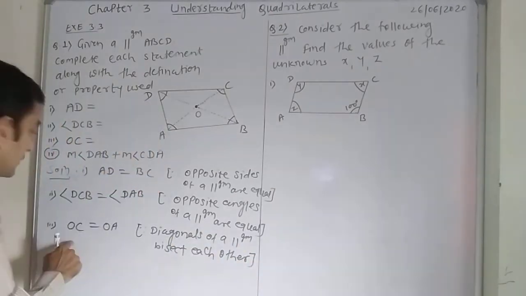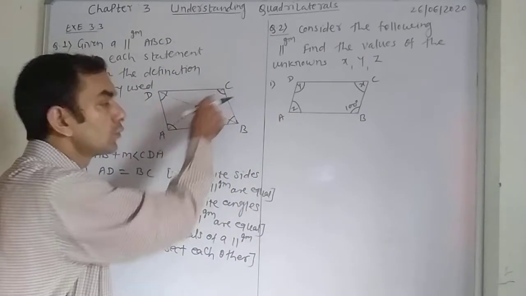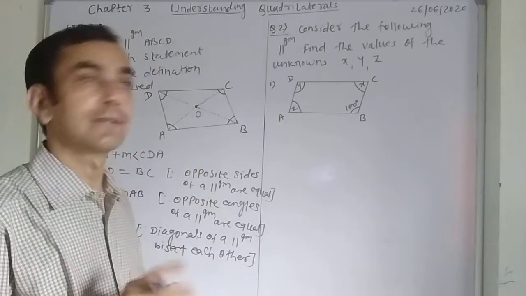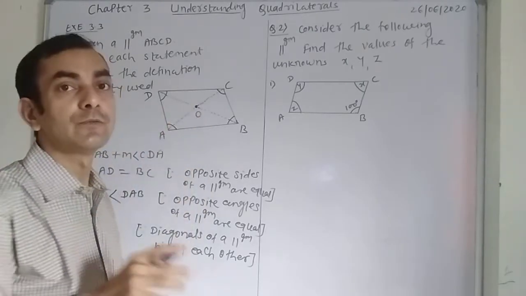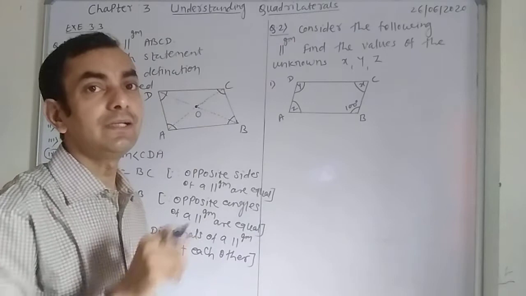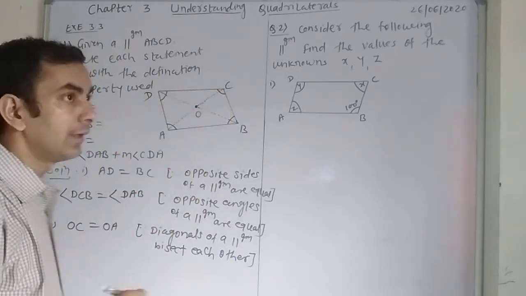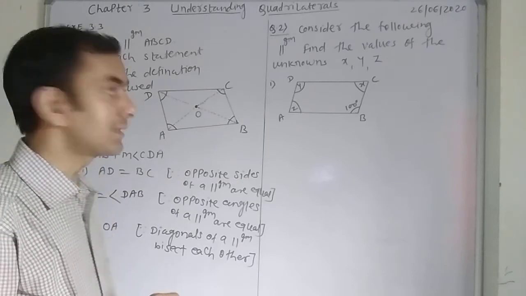That means this OC and OA both are equal. Suppose we consider OC as 5 centimeters, for example, then OA should also be 5 centimeters. That means completely up to this AC is 10 centimeters. Therefore, up to this OC equal to this OA. The diagonals of a parallelogram bisect each other.